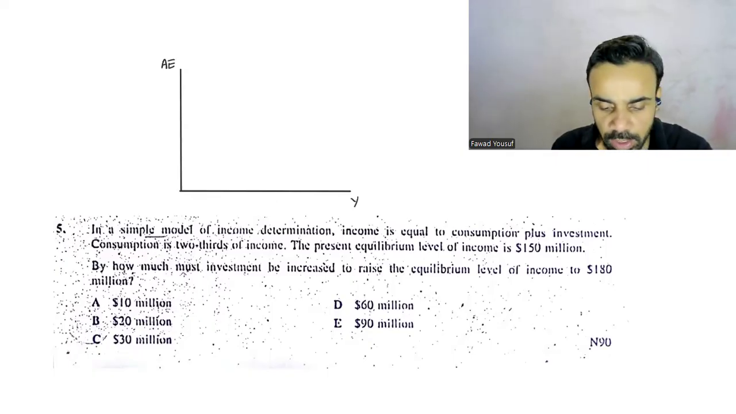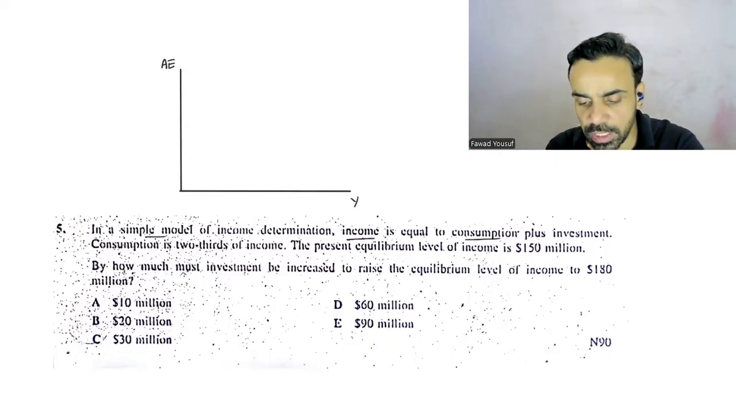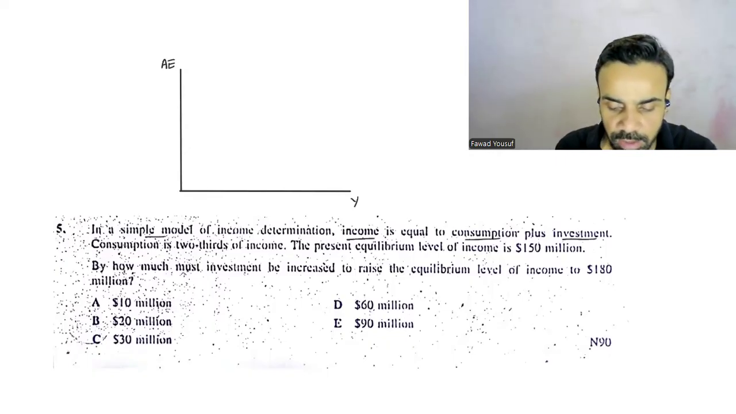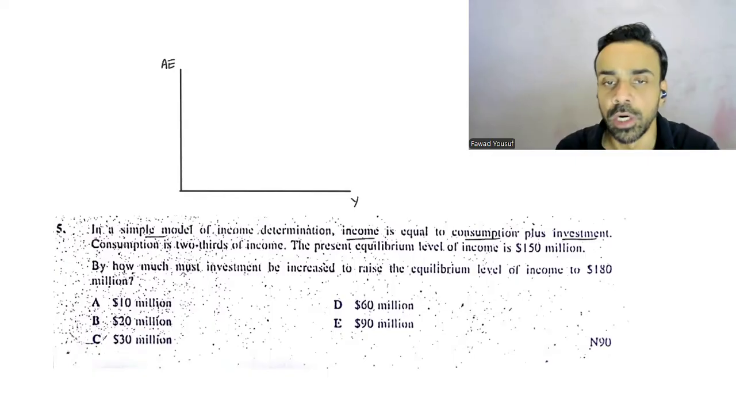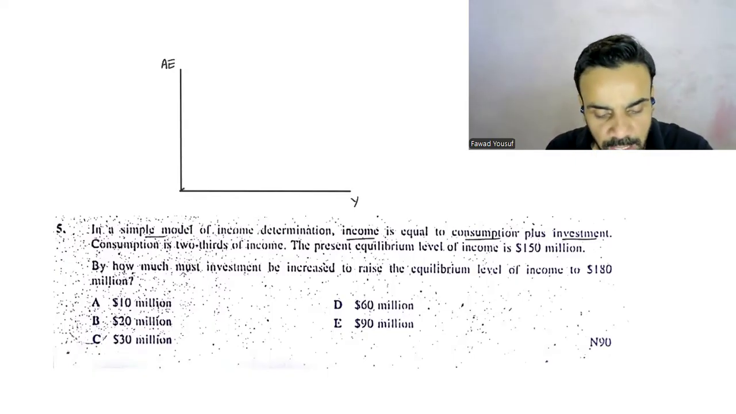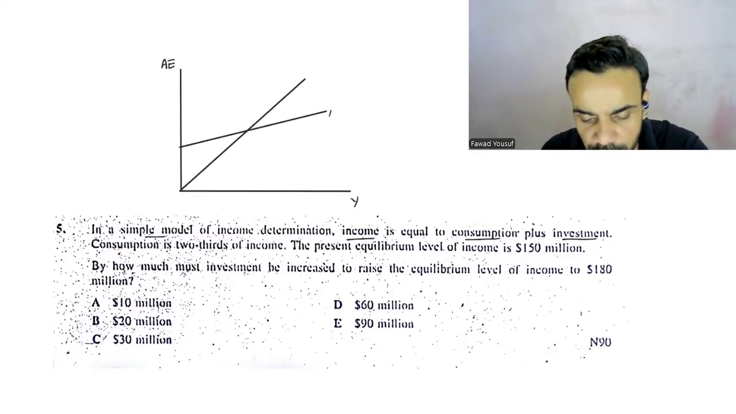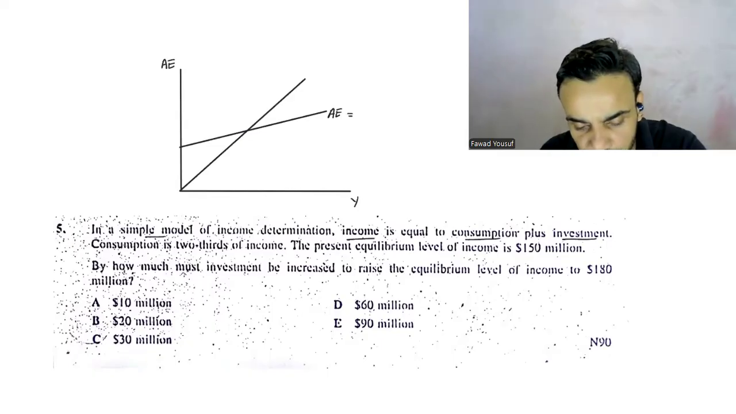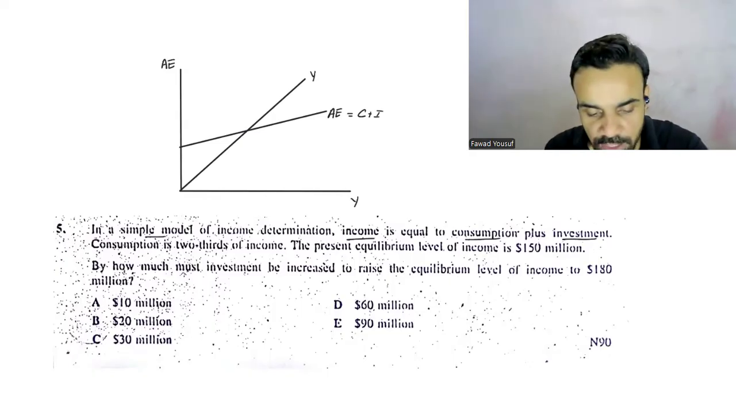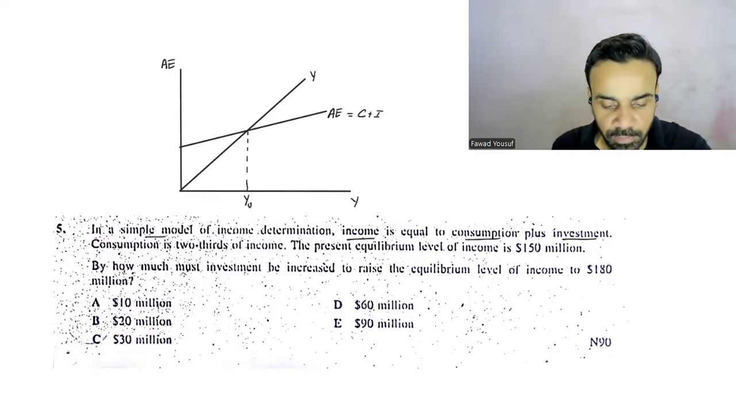It's a simple model, okay, where income is equal to consumption plus investment. That means it's a simple two-sector model. Otherwise, they would have said more things. हमें पता है two sector के अंदर this is how an equilibrium is established. Income is equal to C plus I, and this is where the equilibrium is.